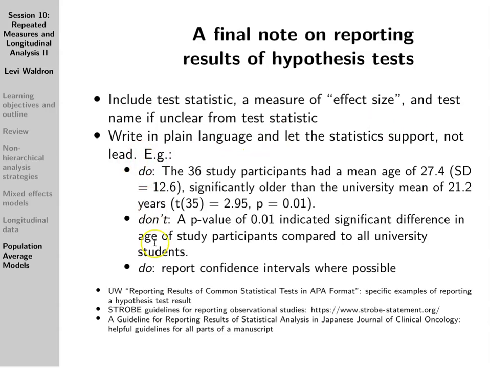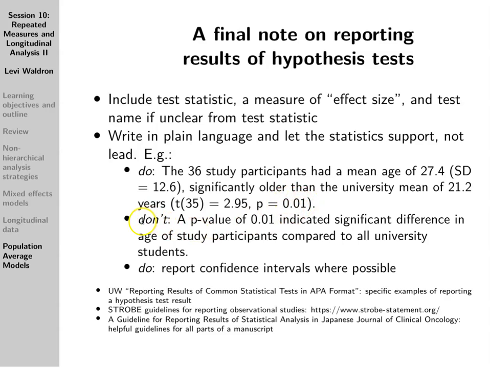So just for an example, and this is from this first example here of reporting common statistical tests in APA format, a good way to report a result would be: the 36 study participants had a mean age of 27.4 with a standard deviation of 12.6, significantly older than the university mean of 21.2 years, where t with 35 degrees of freedom equals 2.95 and p equals 0.01.